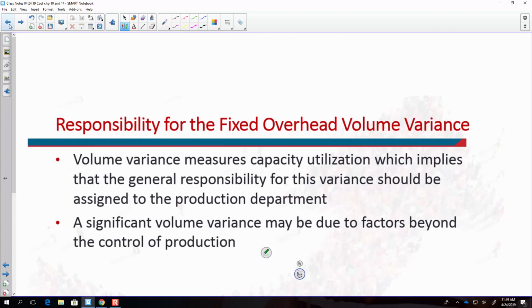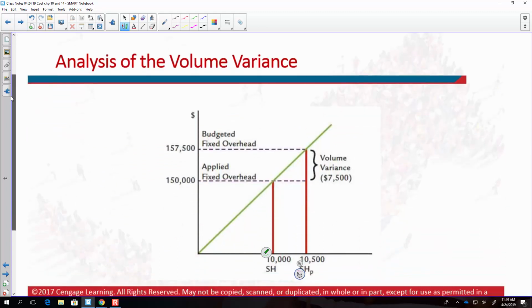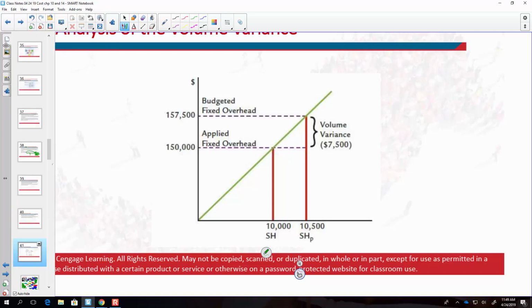I think this is a cute picture. It just shows graphically a volume variance. I don't know how that's even relevant, but it's a picture, something different to look at.